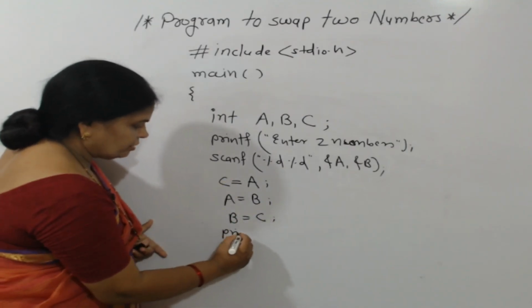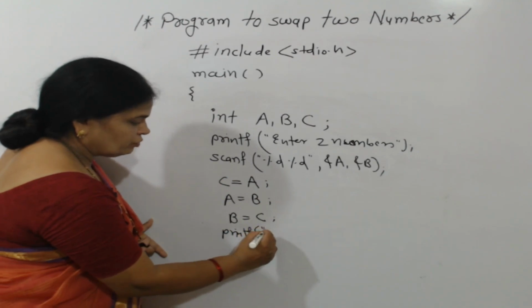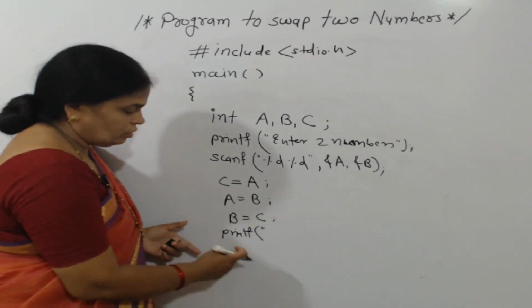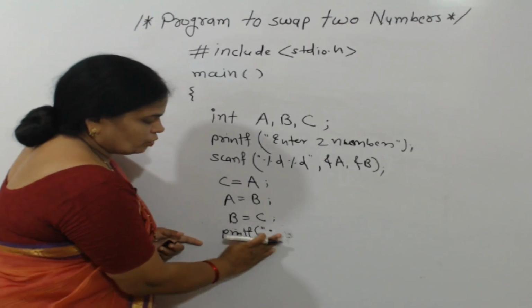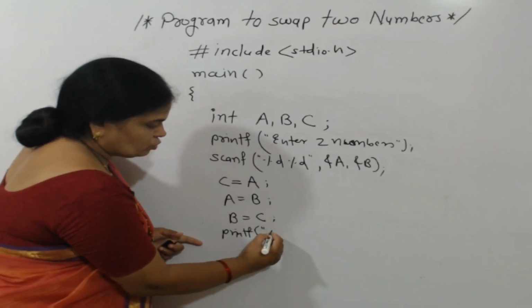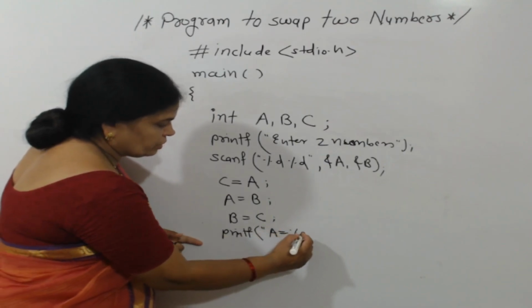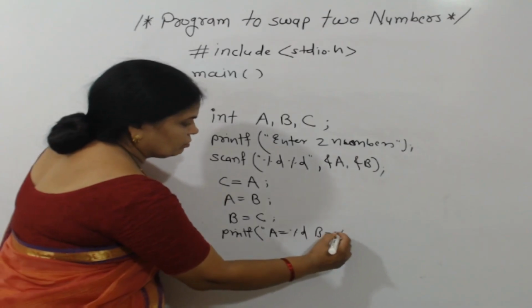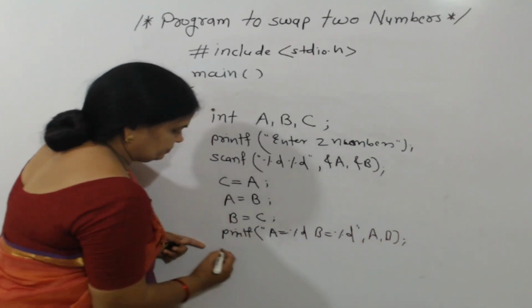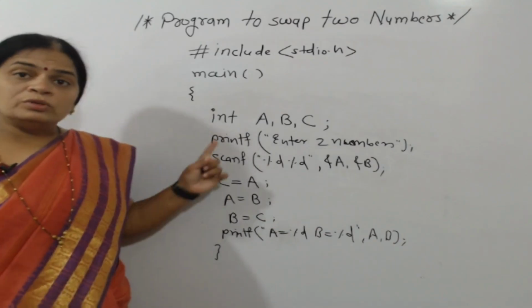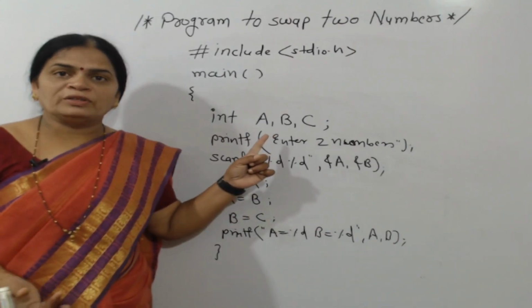And after that, to see whether the values are swapped or not, I am printing the values of A and B. Of course I will give the message also: A is equal to %d and then B is equal to %d. After that A and B. So this is how we will be swapping the two values.